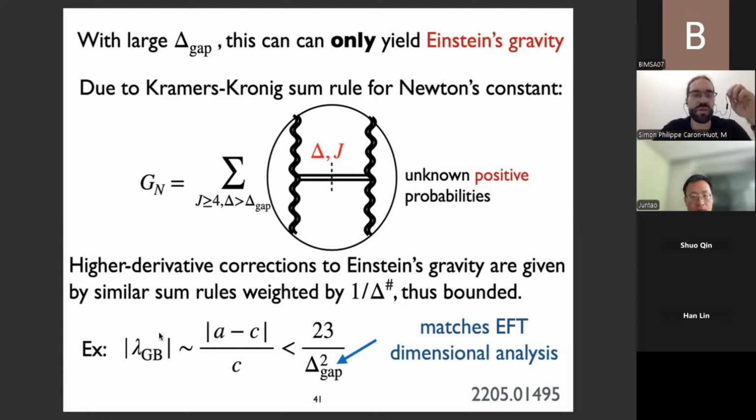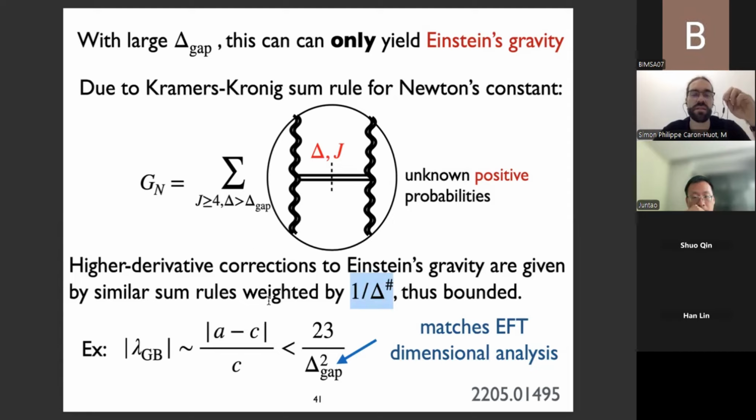The reason this works is that this dispersion relation allows you to write a rule for Newton's constant in terms of probabilities at scaling dimensions that are large, delta gap. So it's like large energies. You can relate the low-energy measurement of Newton's constant to high-energy processes with positive coefficients. And then you get similar sum rules for all the corrections to Einstein gravity. But just by dimensional analysis, they come with extra powers suppressed by 1 over delta gap.